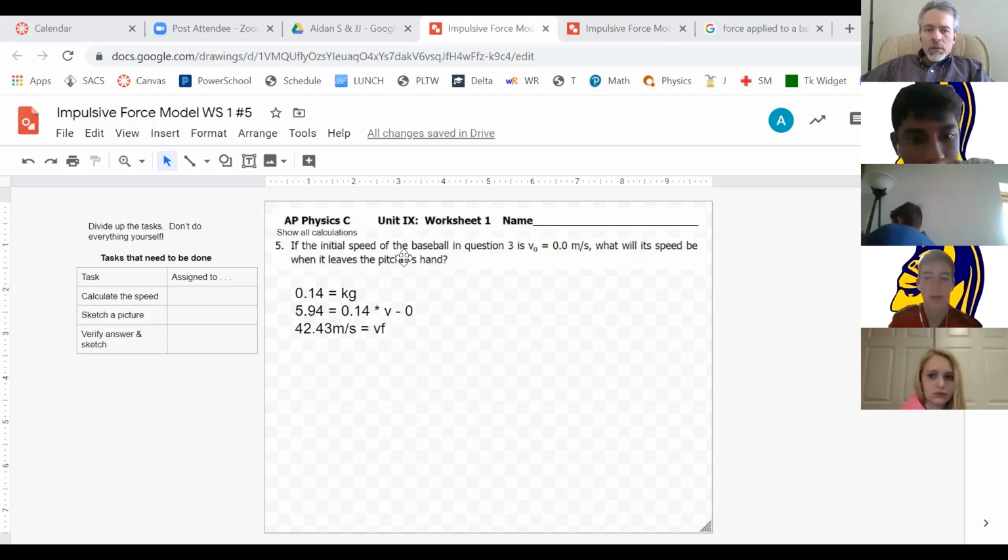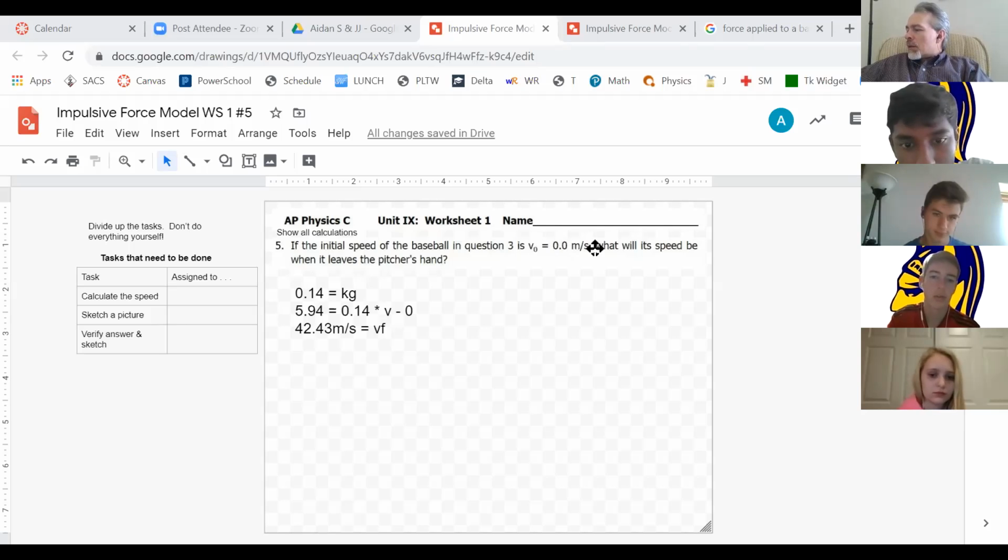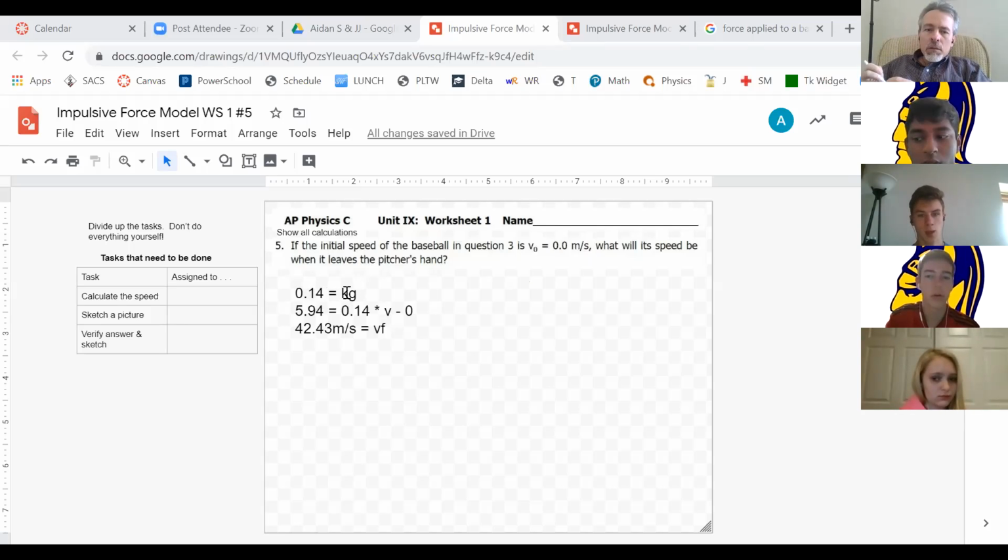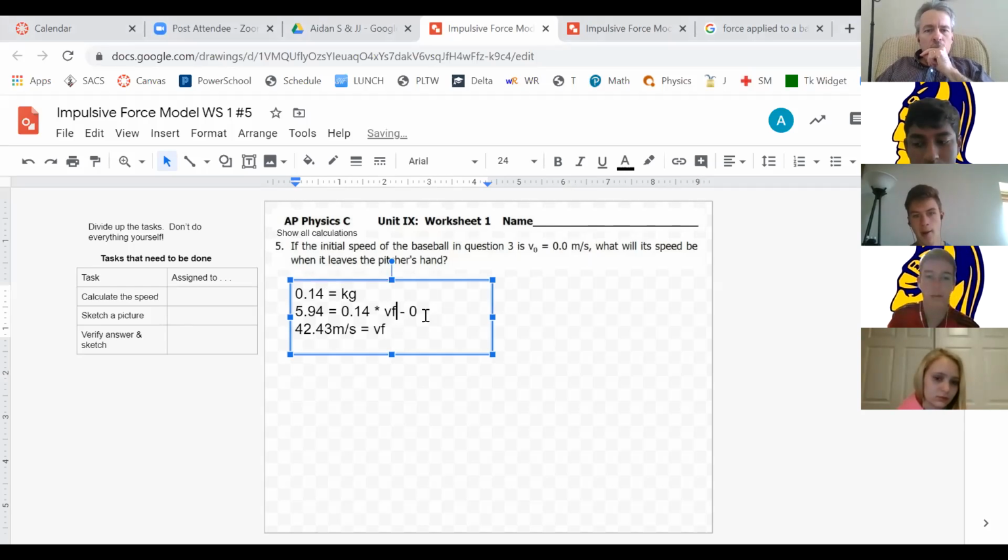So this is basically a question that goes off the last one, and it gives you that the initial velocity was 0 meters a second. So using the other side of the equation, you already know that 5.94 is what the change of momentum is. And since we know that the mass of the baseball is 0.14 kilograms, you can just do 0.14 times the final velocity. I guess that should be the final velocity, and this would be the initial velocity, but it's just 0. So you can just reduce that down to 0, divide by 0.14, and you get 42.43 meters a second.